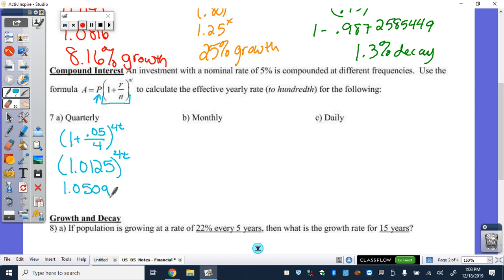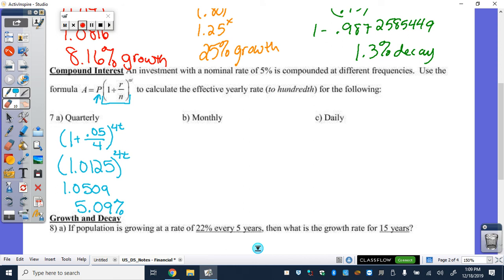So to the nearest hundredth, we would be getting 5.09% interest. So not actually the 5%, you're getting a little bit more.